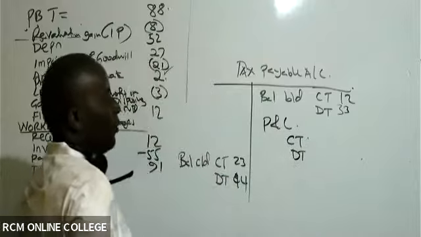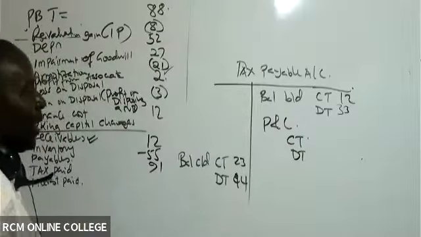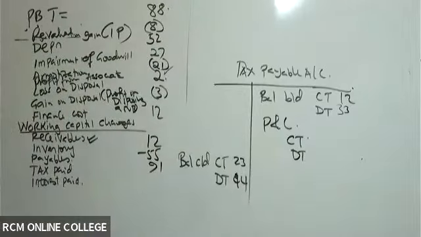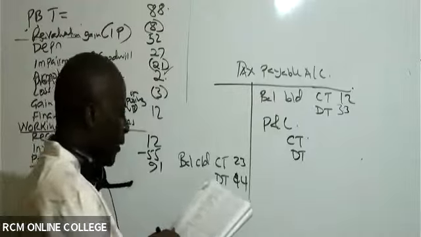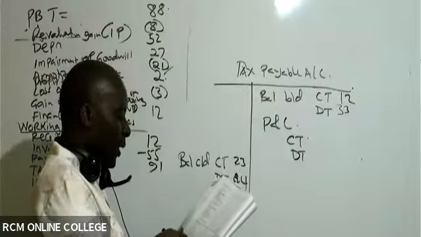P&L is for the year, profit and loss for the year. We are crediting because P and L will increase. So in this case here, I can see the P and L. Is there somebody who is able to see P and L where we have income tax expense?